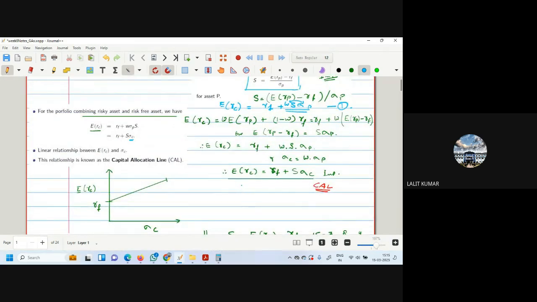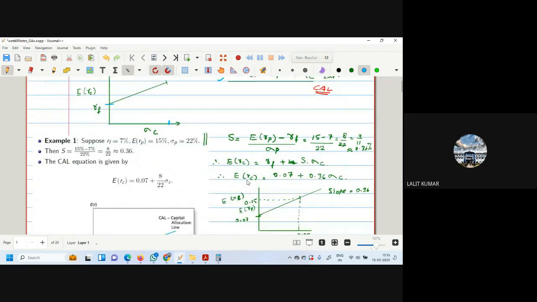It is a capital allocation line. This is the equation which we just arrived at. If you draw it, you can start from RF. When sigma C is 0, that is when you will get only RF. Now, as you keep on increasing sigma C, your expected RC will start increasing. So this is the CAL.